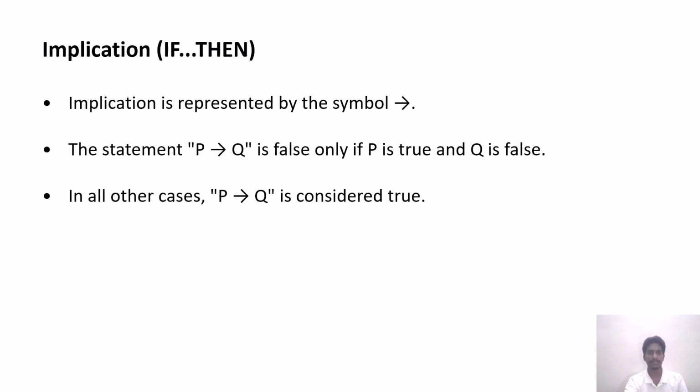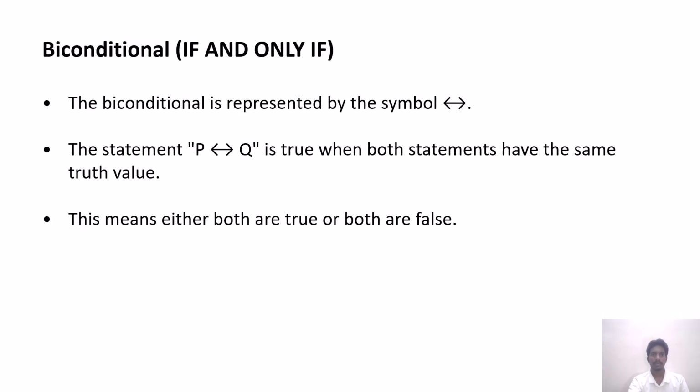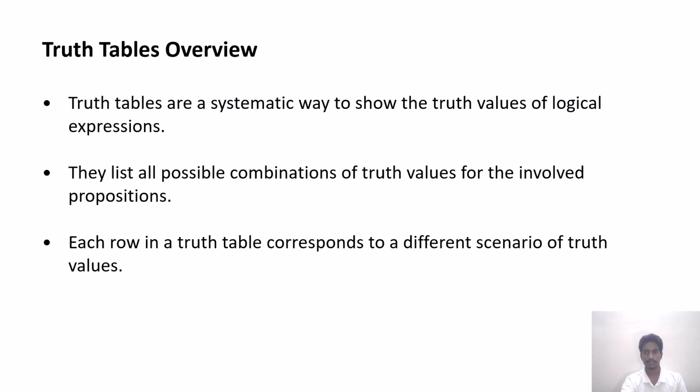Implication, if-then. Implication is represented by the symbol →. The statement P → Q is false only if P is true and Q is false. In all other cases, P → Q is considered true. Biconditional, if and only if. The biconditional is represented by the symbol ↔. The statement P ↔ Q is true when both statements have the same truth value. This means either both are true or both are false.